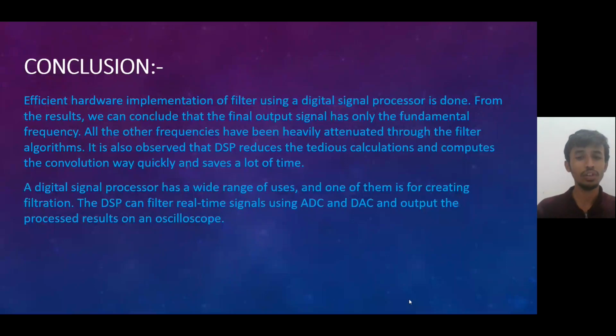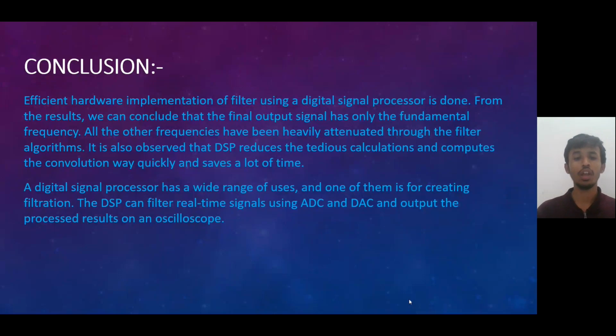Efficient hardware implementation of the filter using signal processing is done by using the GUI. From this result, we conclude that the final output signal has only one fundamental frequency. All other frequencies have been heavily attenuated through the filter algorithm. It is also observed that DSP reduces tedious calculations and computes convolution quickly and saves a lot of time.